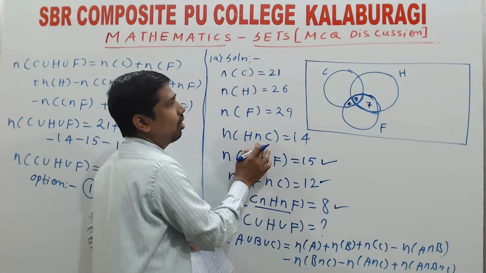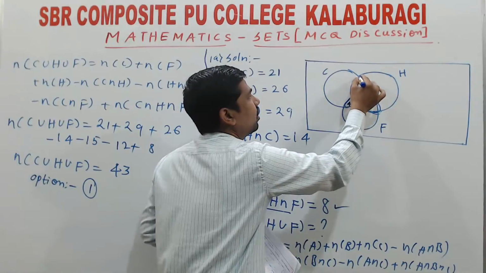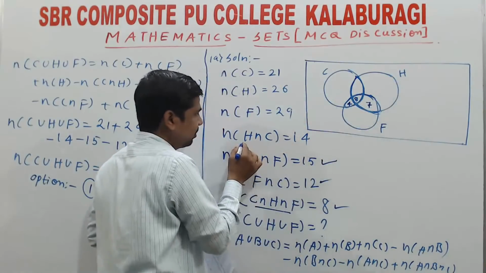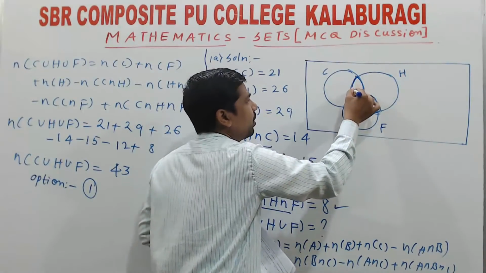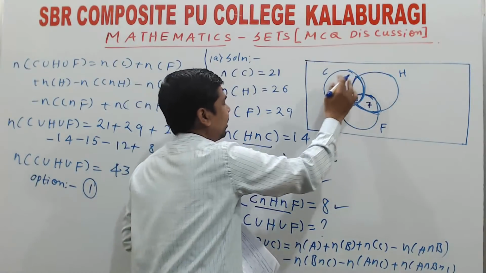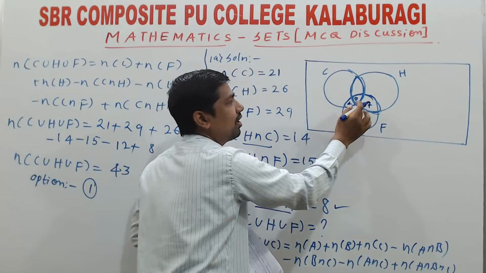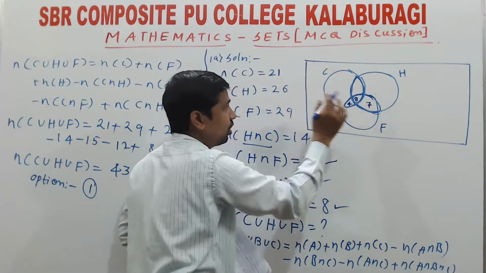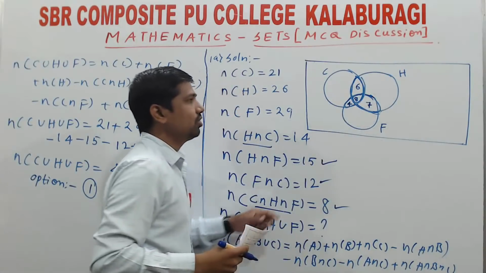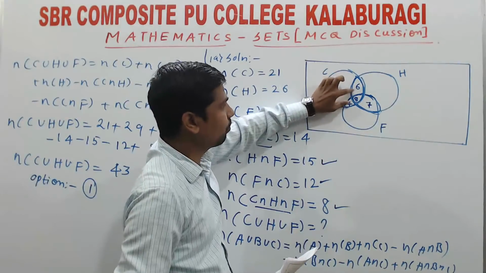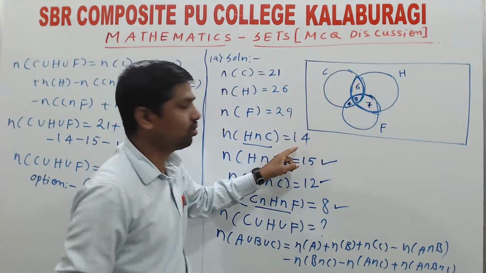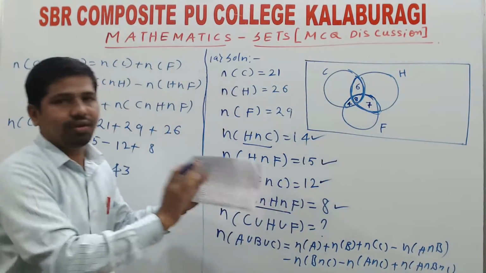Now hockey and cricket. Sorry, C intersection H. That is hockey and cricket. How many are playing hockey and cricket? 14. In that 14, already written 8, right? Then 14 minus 8 is equal to how much? 6, right? So 6 plus 8 is equal to 14. So H intersection C is equal to 14. Now all the data you have given inside.